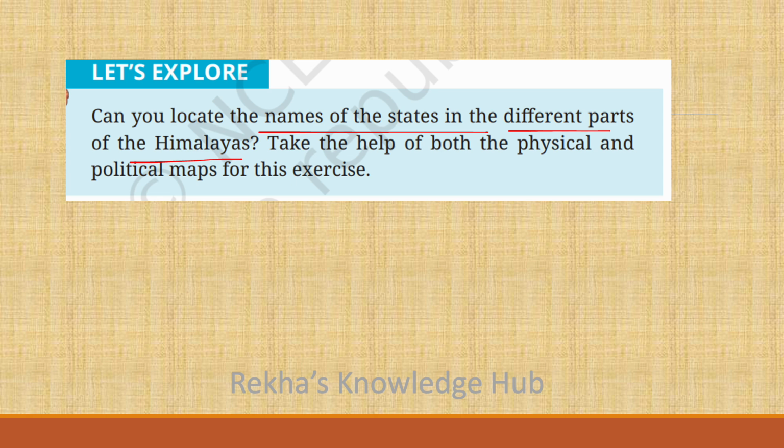Then the states or union territories that feature the lower Himalayas or Himachal are Jammu and Kashmir, Himachal Pradesh, Uttarakhand, West Bengal, Sikkim, and Arunachal Pradesh. Then the states or union territories that include the Shivalik Hills are Jammu and Kashmir, Punjab, Himachal Pradesh, Uttarakhand, Haryana, Uttar Pradesh, etc.